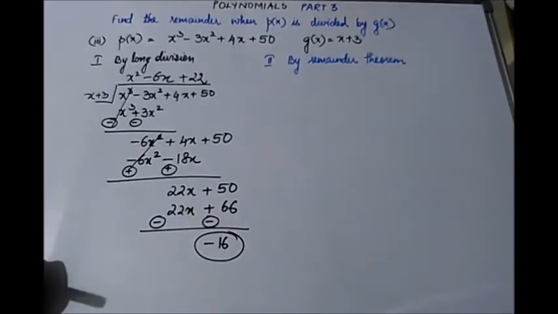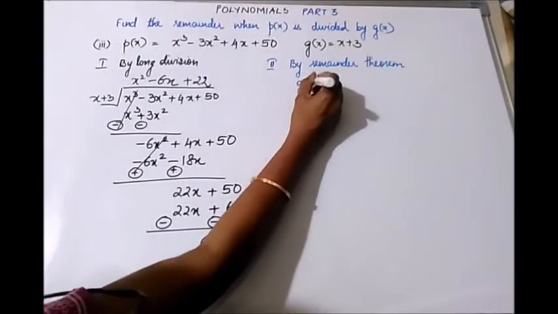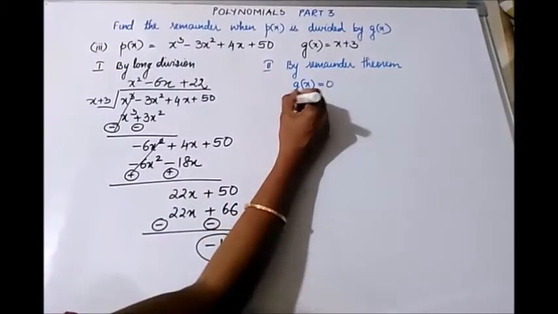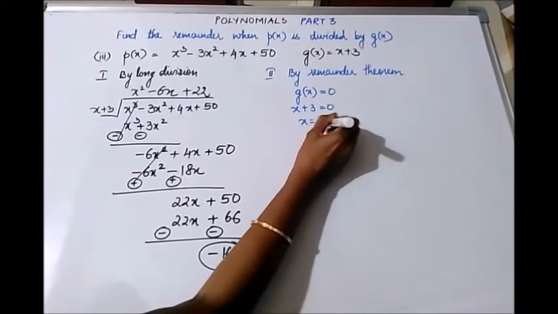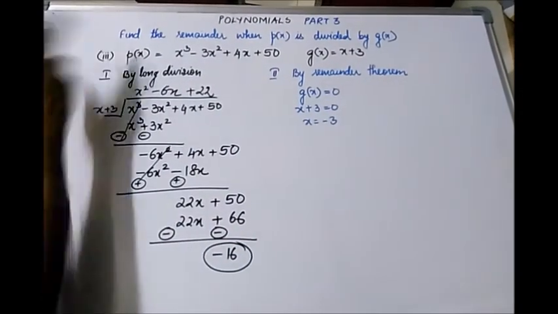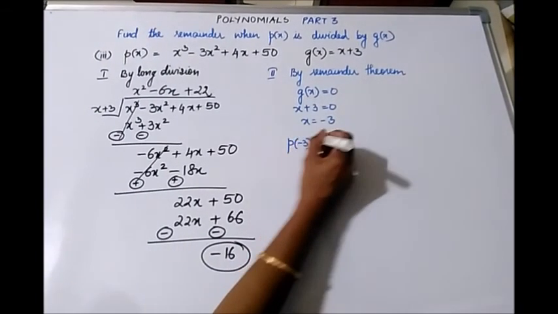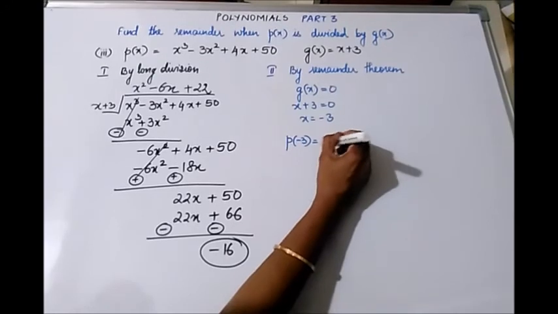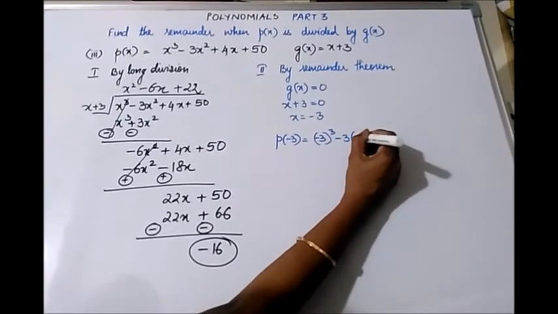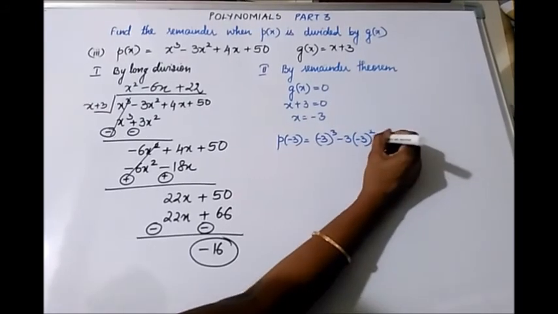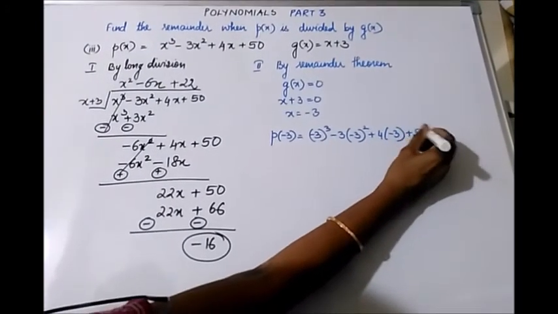What is the first step? We have to find the 0 of the divisor. That is, we have to write g of x equal to 0, x plus 3 equal to 0, x equal to minus 3. Now in the dividend, in place of x, we are supposed to write minus 3. P of minus 3 is equal to minus 3 the whole cube minus 3 into minus 3 the whole square plus 4 into minus 3 plus 50.